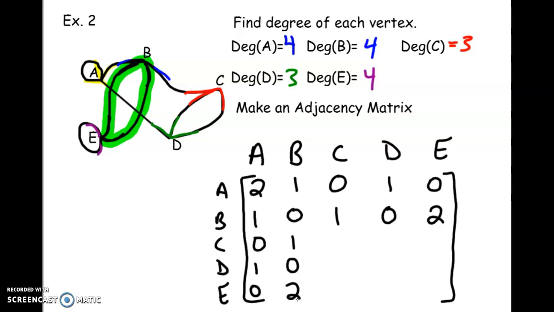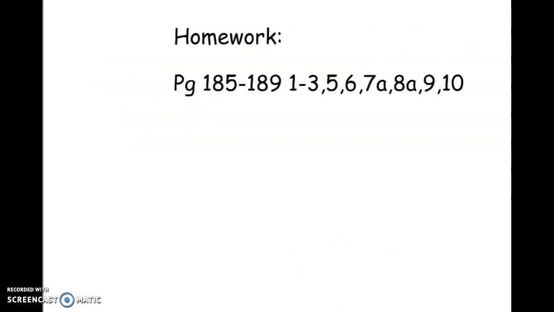All right, see if you can finish this up. Go ahead and pause your video. All right, so if you finish it up, go ahead and check those. Remember, if you have that loop, that's going to count as 2 connections. All right, so then your assignment is page 185, numbers 1 through 3, 5, 6, 7A, 8A, 9, and 10.